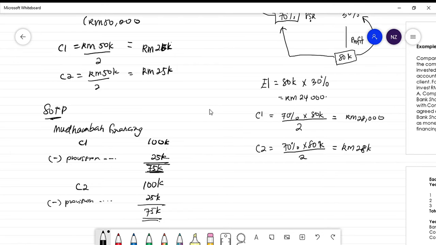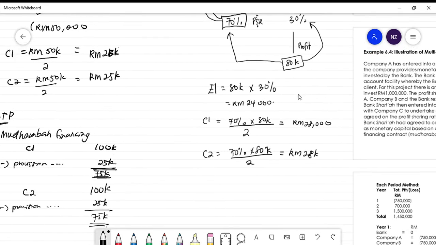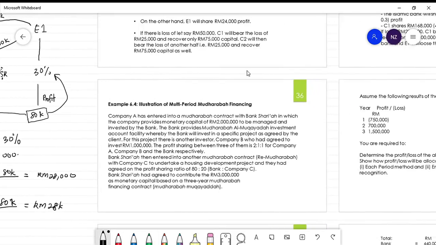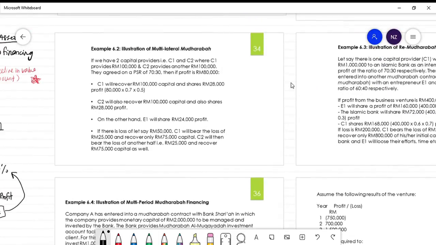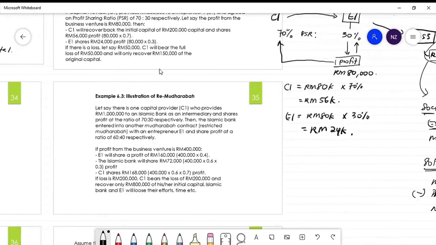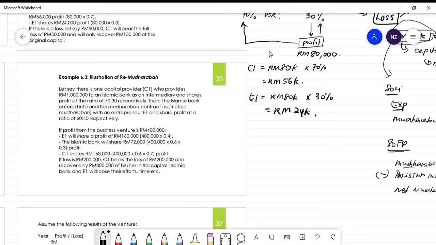Okay. Then that was the example for multilateral mudharabah, which has two capital providers. Now we move on to the re-mudharabah example. Re-mudharabah is like a two-tier mudharabah, meaning there are two mudharabah contracts in one flow or in the same period. So this is its example.